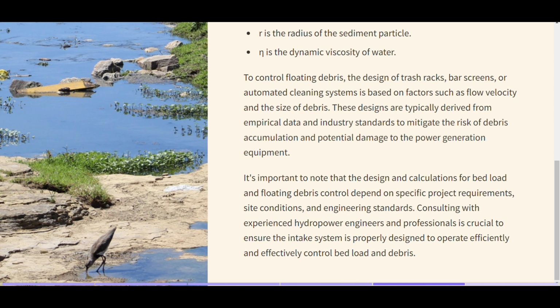It's important to note that the design and calculations for bed load and floating debris control depend on specific project requirements, site conditions, and engineering standards. Consulting with experienced hydropower engineers and professionals is crucial to ensure the intake system is properly designed to operate efficiently and effectively control bed load and debris.